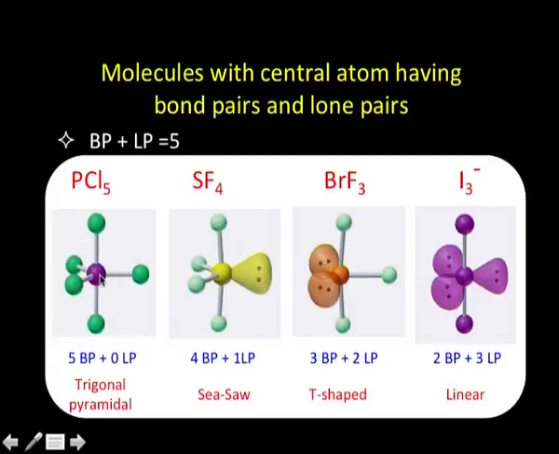Now let's take the first case, say PCl5. In PCl5, we find that there are 5 bond pairs, so 5 bond pairs, 0 lone pair there. This molecule has just the first postulate operative here, the second is not required because there is no lone pair in this. So the geometry is trigonal bipyramidal.